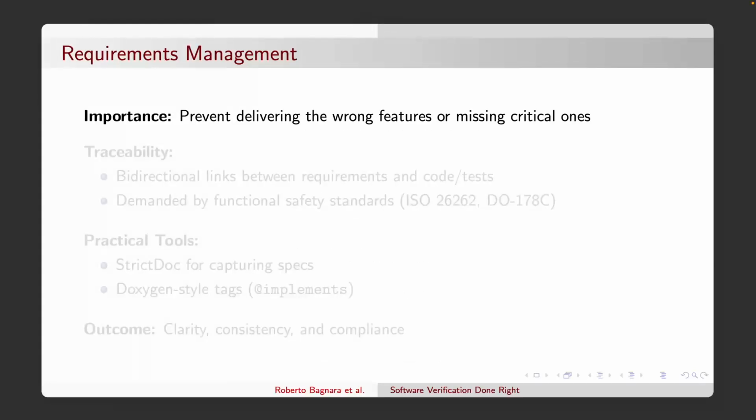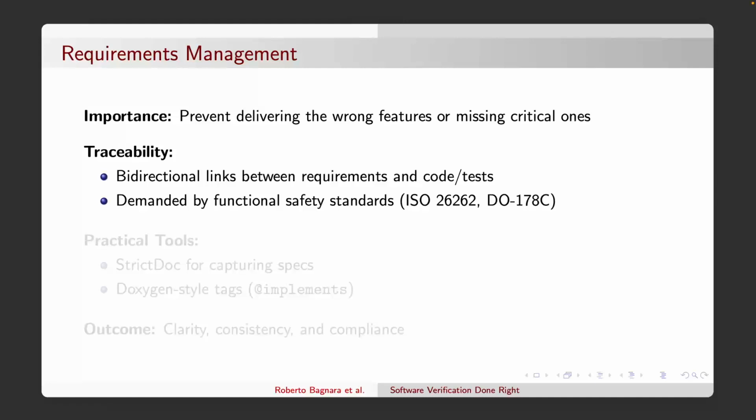Now, the importance of requirements management is also about functional safety and security, because you want not to deliver the wrong feature, or you want to make sure you didn't miss a critical feature. This is why industry standards demand traceability, meaning that every piece of code has to be linked to a specification or a requirement, and every requirement has to be linked to code and to tests that verify that the code actually implements the requirements correctly.